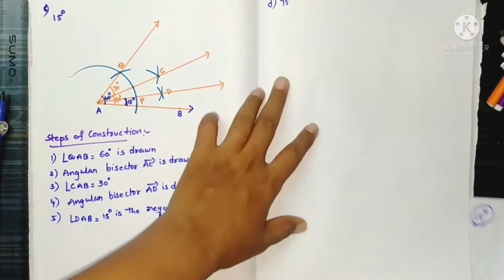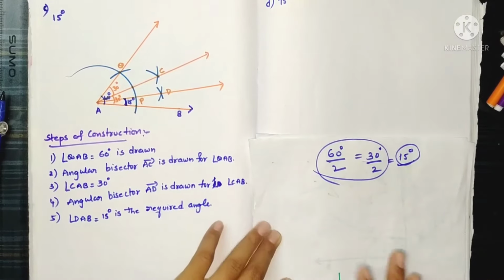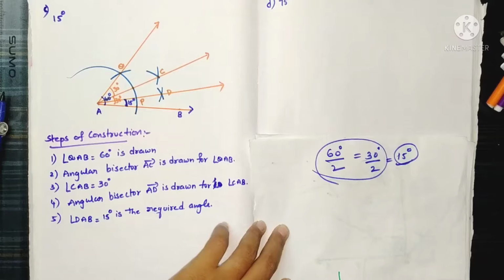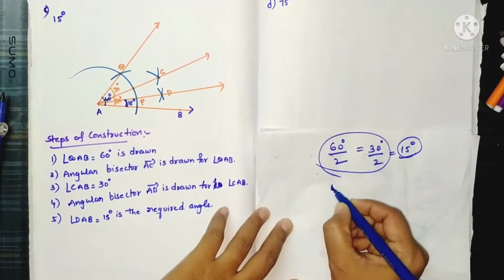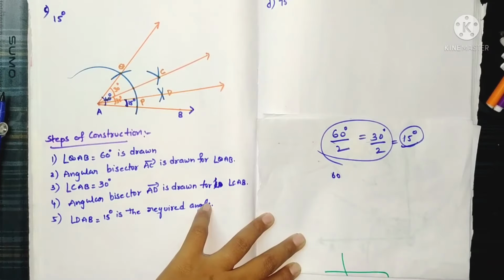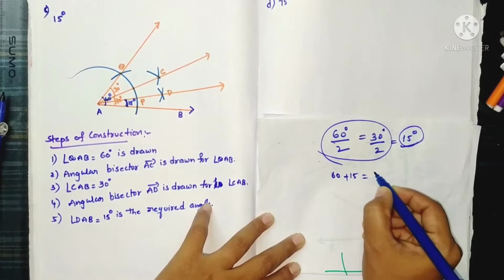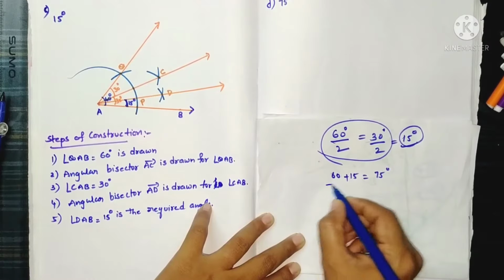So next question, 75 degrees. We have to draw 75 degrees with the compass. First we know 60 degrees, right? If we add a number to 60 we get 75, that is 15. So 60 plus 15 equals 75.